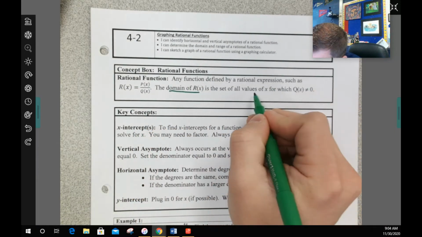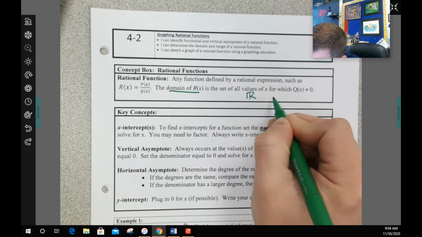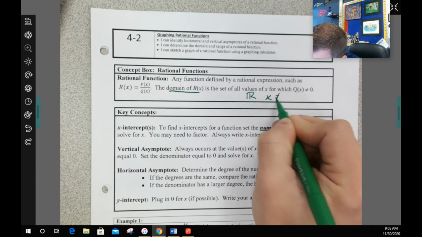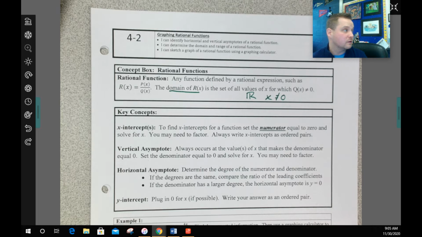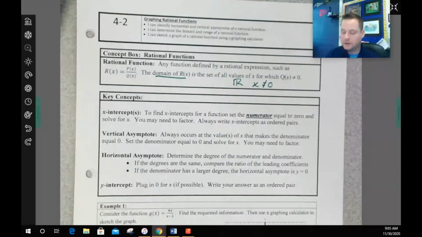It is going to be the set of all values of x. We have all real numbers except the x values that make our denominator go to 0. Okay, so our domain is always all real numbers except whatever x number makes our denominator go to 0.